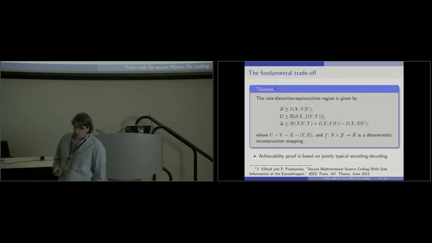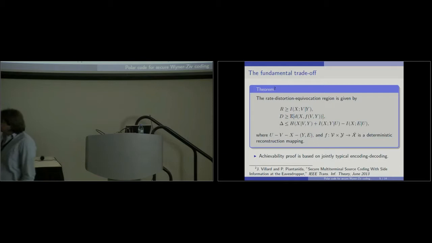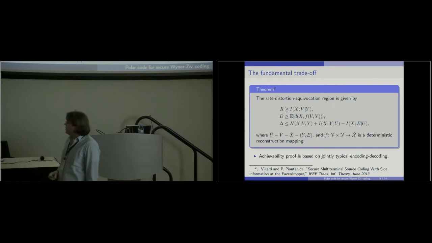The difference to the Wyner-Ziv setting is that we add another layer to the coding. And here we have the decoding functions. In their proof, the proof is based on classical arguments using jointly typical encoding and decoding.